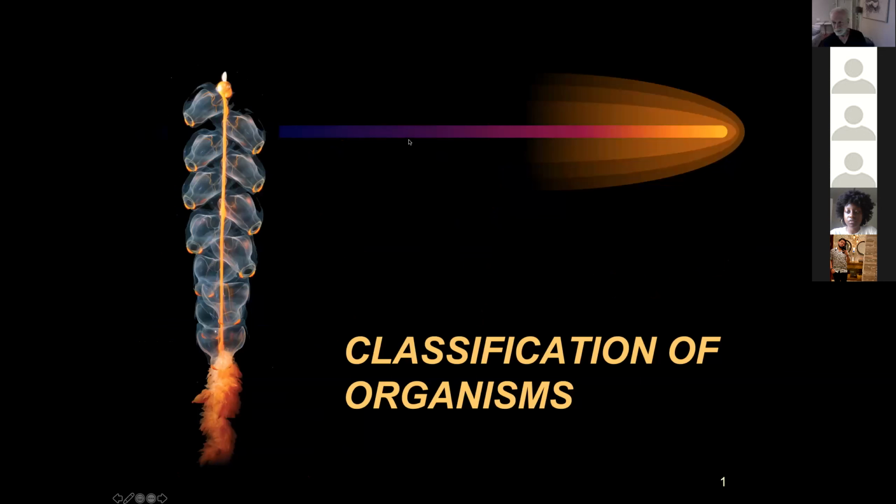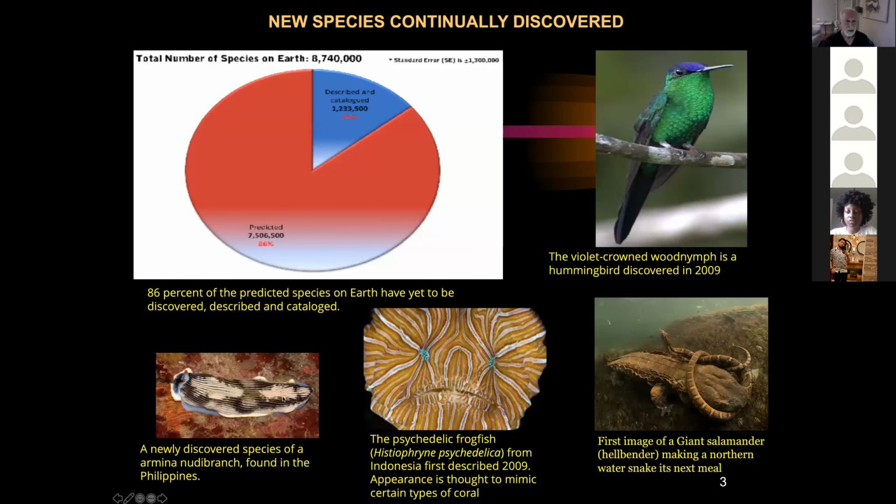Classification of organisms. That's the topic for today. All right, how many species are we talking about? New species are being discovered all the time. The total number of species on Earth is estimated to be 8.7 million. Notice the standard error here is 1.3 million. So there's really a lot of uncertainty about the total number of organisms on the Earth.